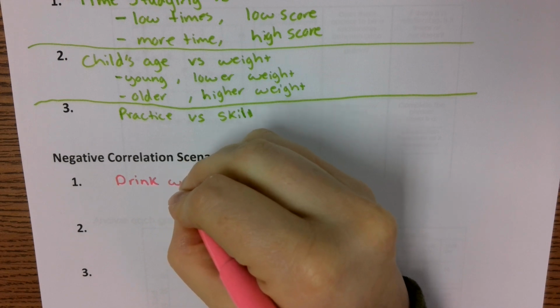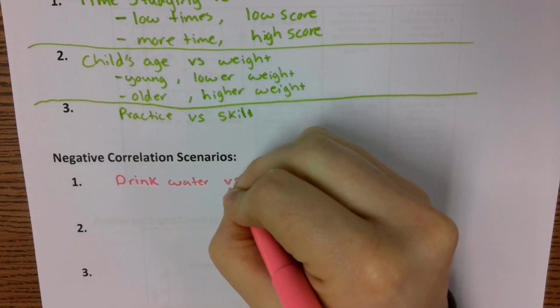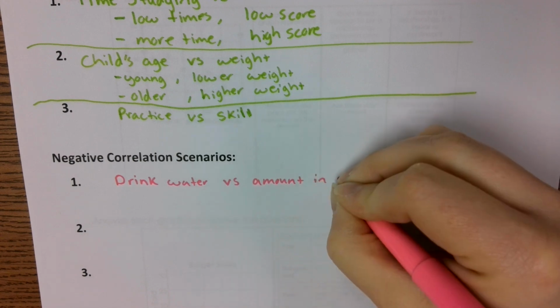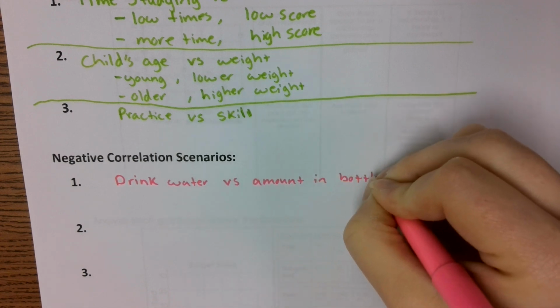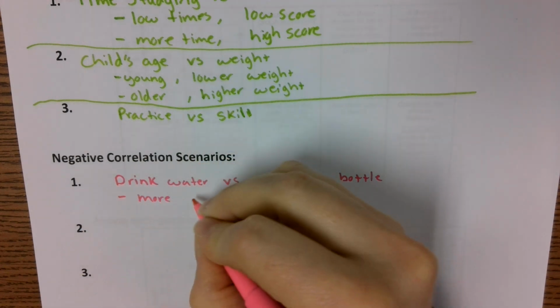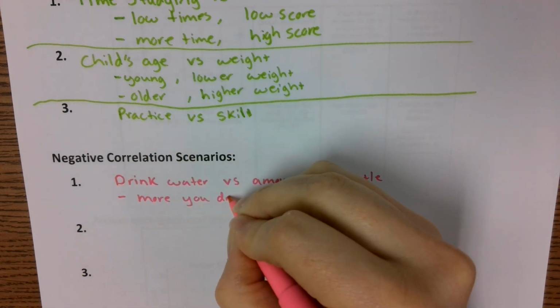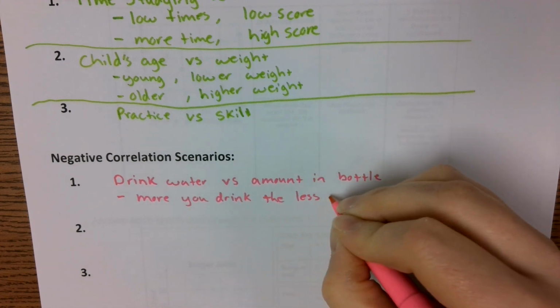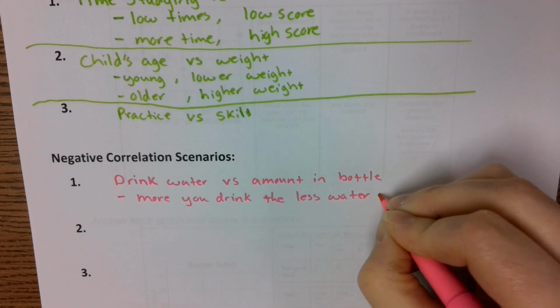So drinking water versus the amount in the bottle. Basically meaning the more you drink, the less water in the bottle.